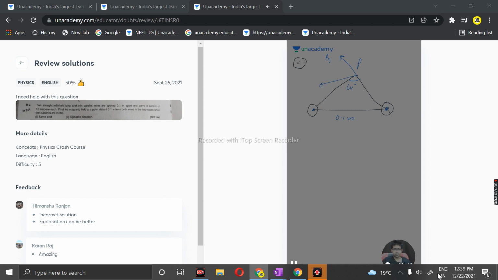Now this is the kind of figure we have, and in the second case we again form the figure, but with the currents flowing in the opposite direction like this. This time the magnetic field is something like this, this is B2, this is B1, and they form an angle of 120 degree from each other.